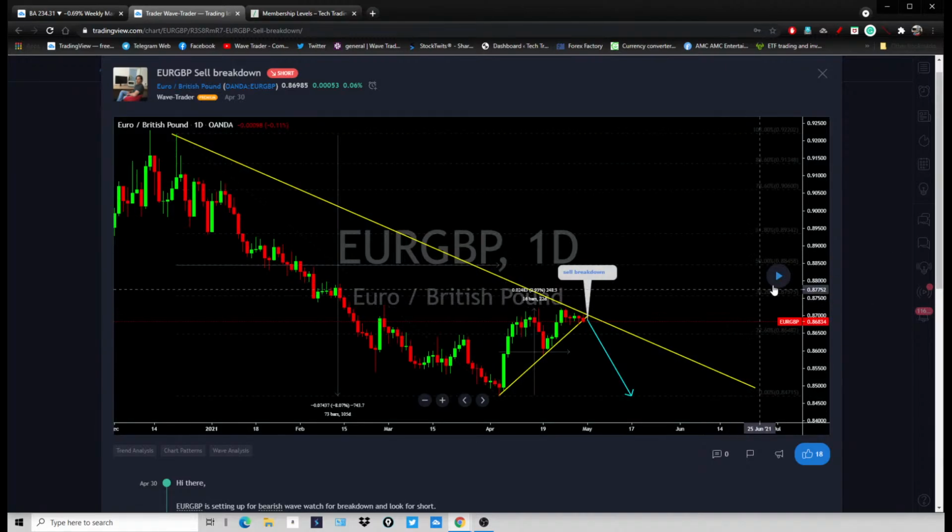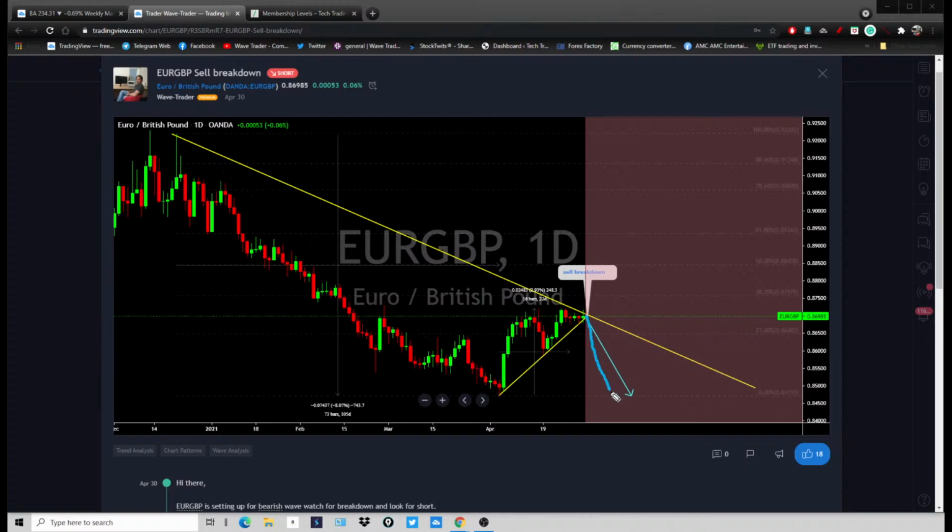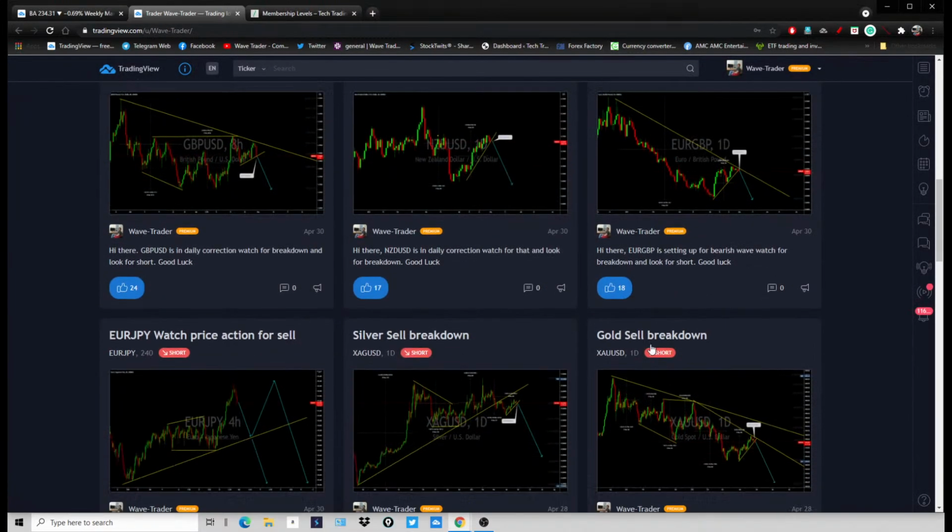So euro pound, there is still a possibility that this pair can drag lower for another leg before it continues to push higher. This structure is still in play. A breakout can happen and then it can continue to keep rising, similar to the structure on the euro CAD, which I showed you last week, if you do remember, guys.